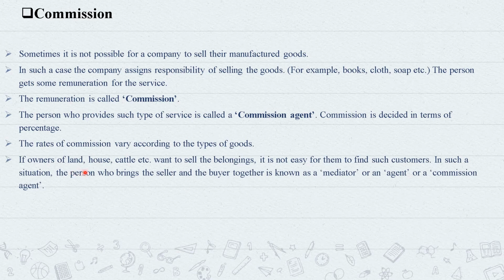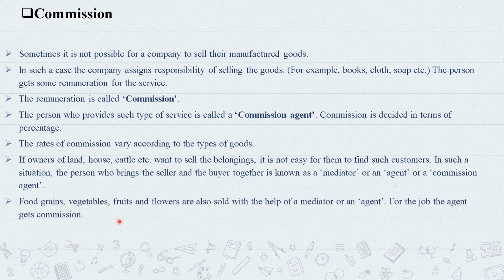If owners of land, house, cattle, etc. want to sell their belongings, it is not easy for them to find customers. So in such a situation, the person who brings the seller and the buyer together is known as a mediator or middleman, or also an agent, or directly we can say a commission agent. He will charge some amount from the buyer and the seller as well in order to bring them together.